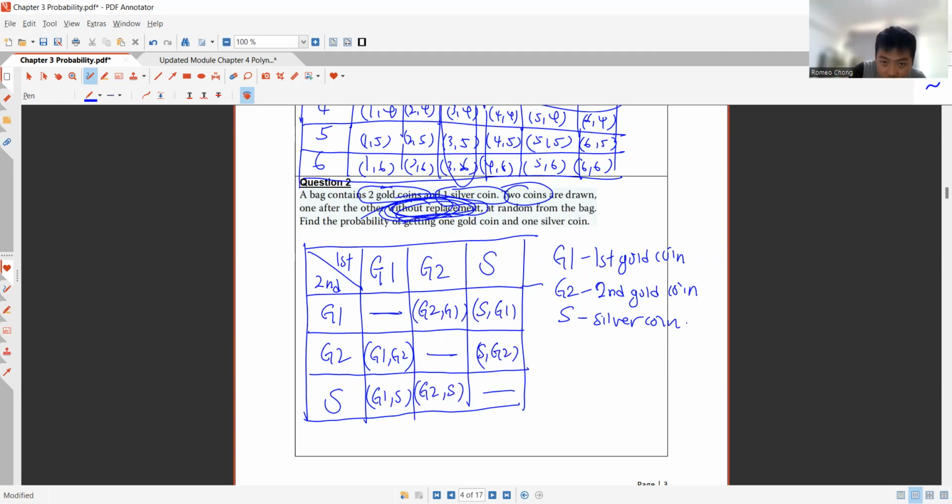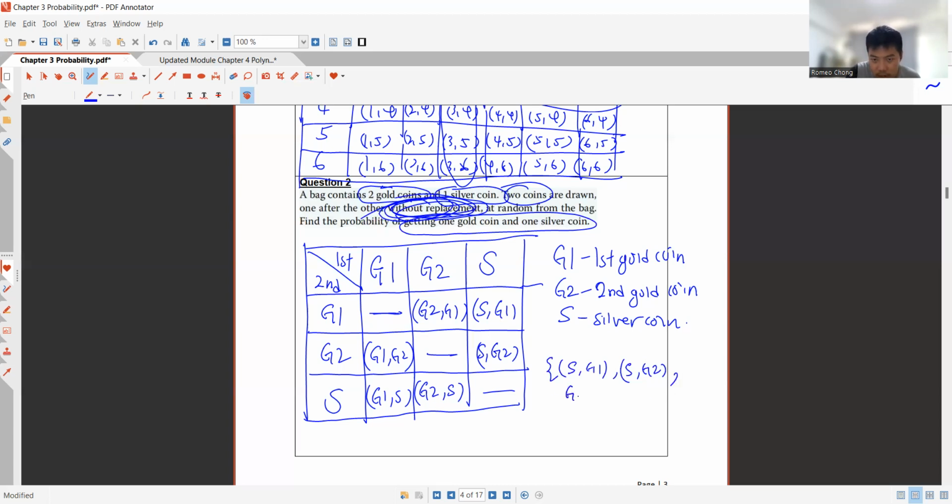So the probability of getting one gold coin and one silver coin. What are the possible outcomes? The first one will be SG1, and then what else? You have SG2. G1 and G2 are two different coins, right? So they are considered as two different outcomes. You cannot just say, oh, because they are all gold, it should be one only. No, you have to make them two, because we are finding in detail how much possibility you will get the result. So each of the coins you have to count individually or separately. You cannot combine them.